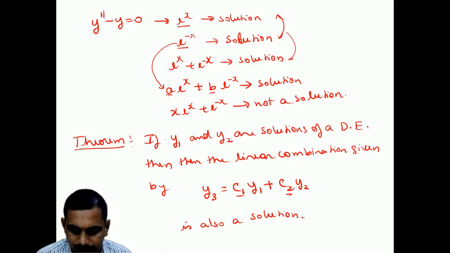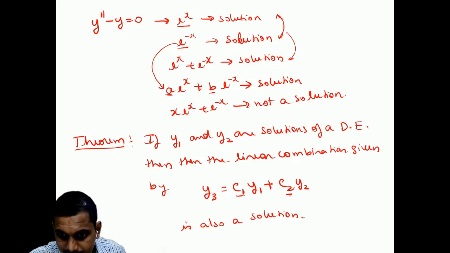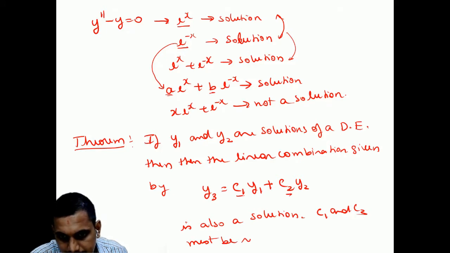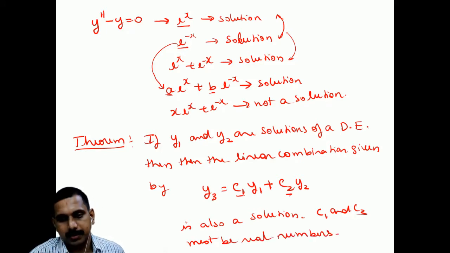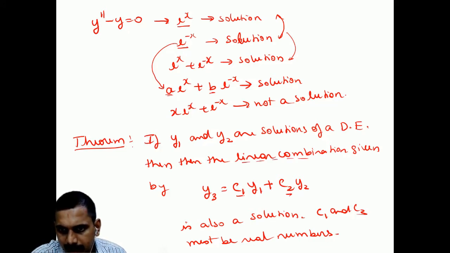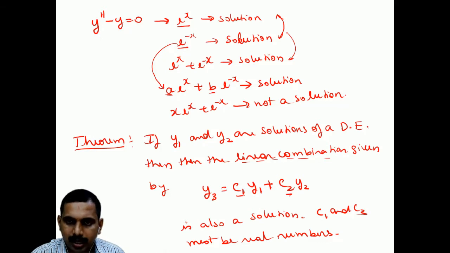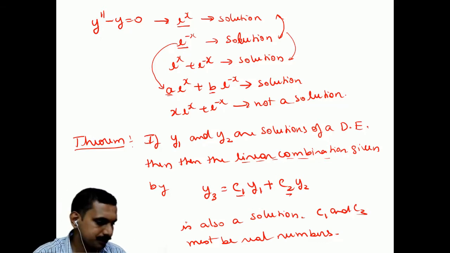Sir, C1 and C2 must be constants? Yes, C1 and C2 must be real numbers. That is what is called a linear combination. Linear combination means C1 and C2 are numbers. If they are not, it is not a solution.